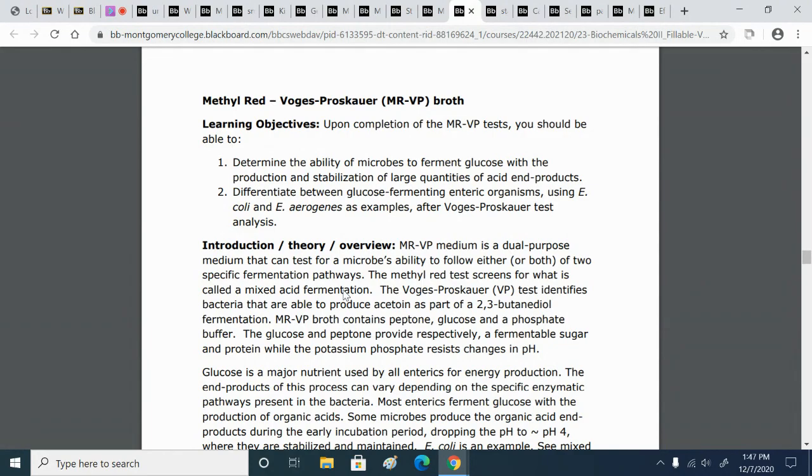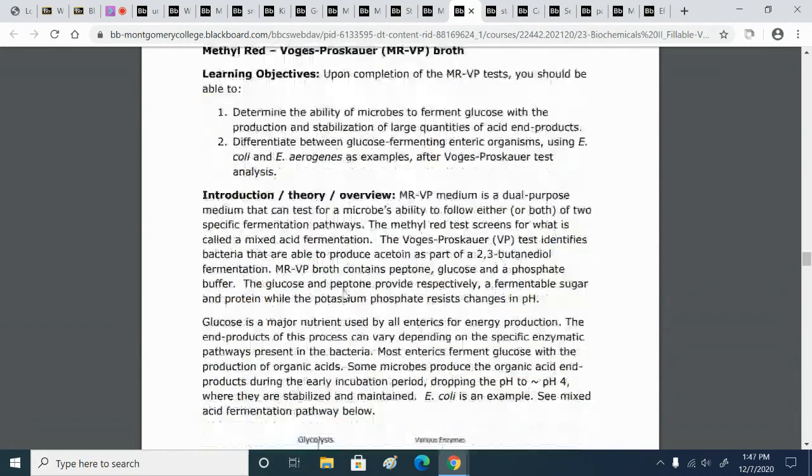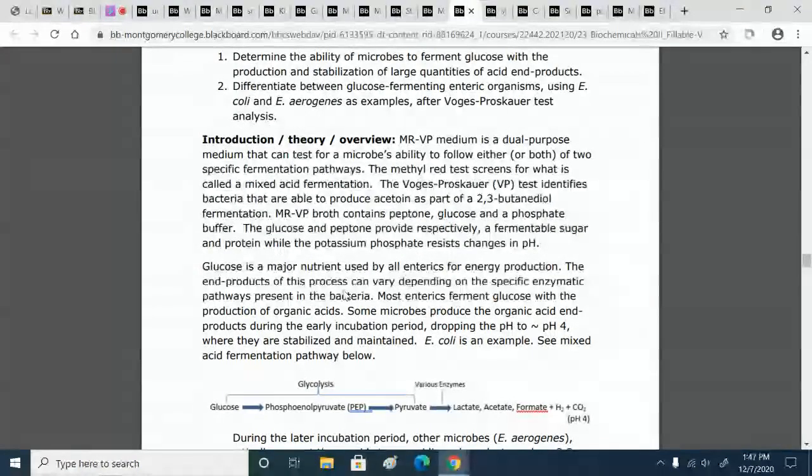The VP is a more complicated test. For VP, we're looking for the end product, acetylmethylcarbinol or acetoin. And so we have to add two chemicals, right, to the tube, and then give it 30 minutes to develop. Now remember that we only use one MRVP broth tube. We inoculate it, we incubate it, and then in the next class, we divide the broth. And that way we now have two tubes, one for the methyl red test, one for the VP test.